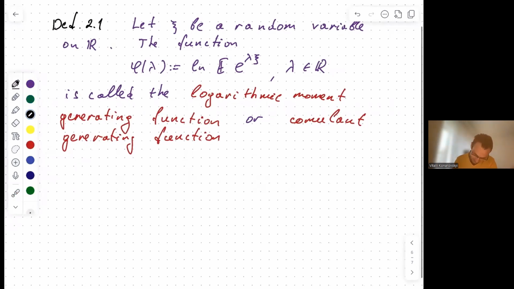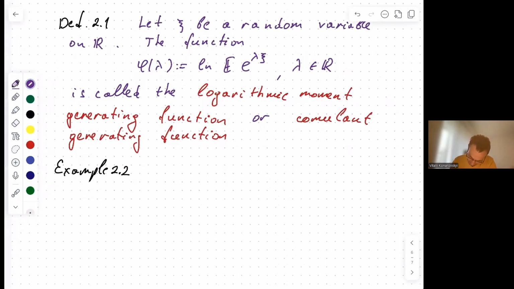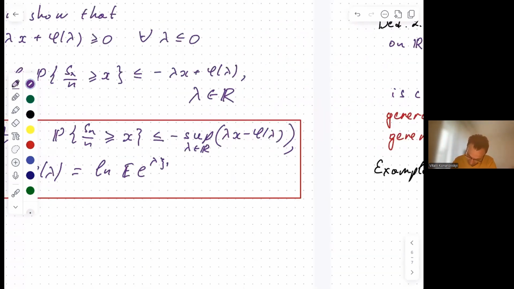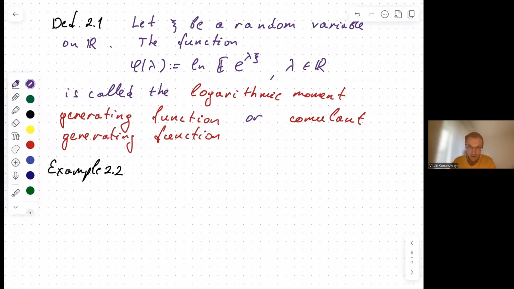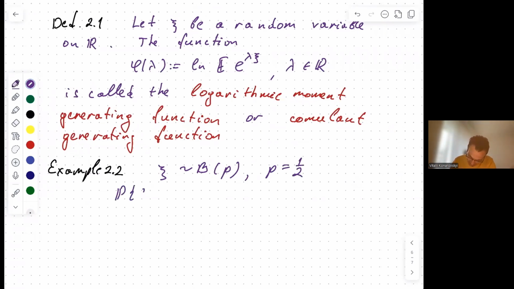It is example 2.2. We assume that Xi has Bernoulli distribution with parameter P. And also let's choose this P equal to 1 over 2. That means that the random variable takes two values, 1 and 0, with the same probability 1 over 2.